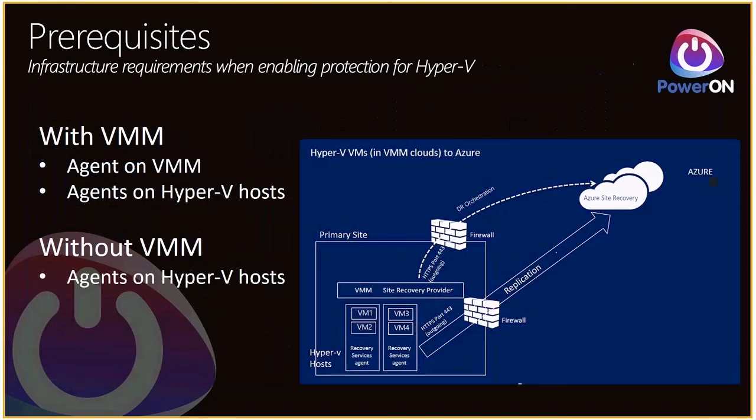For Hyper-V, there are much easier requirements. If you have System Center, you can use Virtual Machine Manager, and there are only two things that you need to do. Install an agent on the VMM and install an agent on individual Hyper-V hosts. The agent on VMM will actually take care of DR orchestration. So the agent on VMM will receive every information from Azure Site Recovery. It will inform Site Recovery about the current state of replicas. It will inform it about recovery plans. And it will receive this information back again.